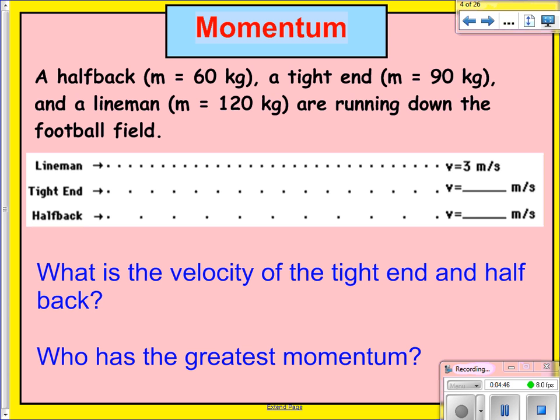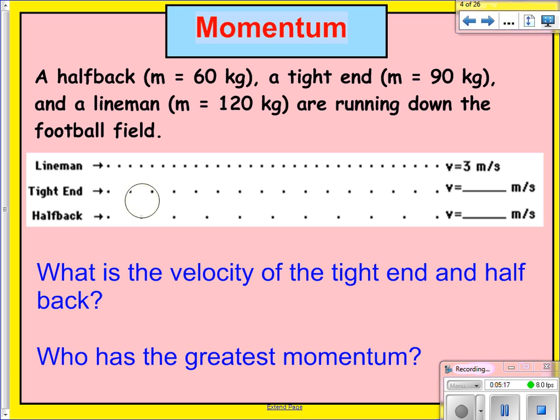For example, after 1 second, the halfback was able to get from here to here. However, after 1 second, the tight end was only able to get this far, and the lineman even shorter still. So it looks like the halfback is moving the fastest simply because he goes further in the same unit of time. Now, let's fill in what those missing velocities are. We know the lineman is 3 meters per second, but we need to figure out what is the velocity of the tight end and what is the velocity of the halfback.